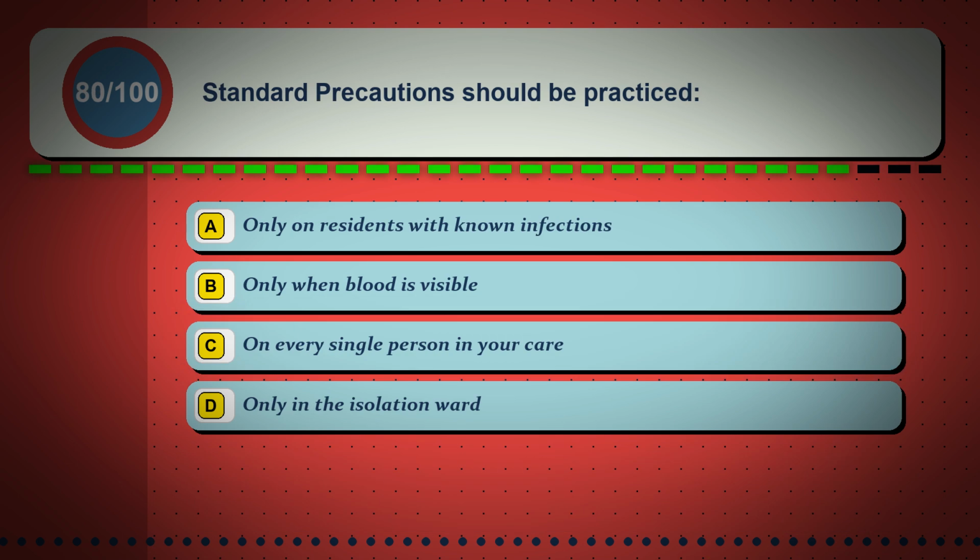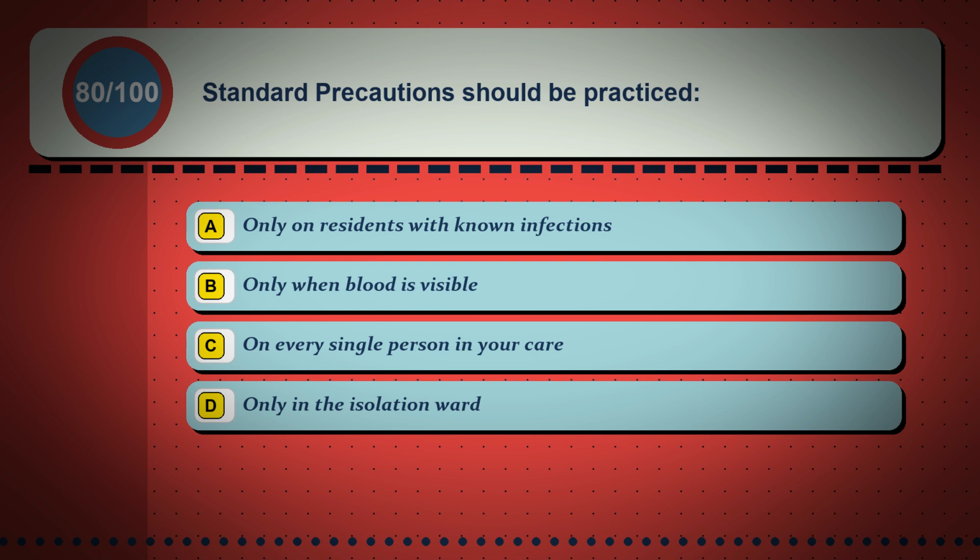Question 80. Standard precautions should be practiced: Option A, only on residents with known infections. Option B, only when blood is visible. Option C, on every single person in your care. Option D, only in the isolation ward.